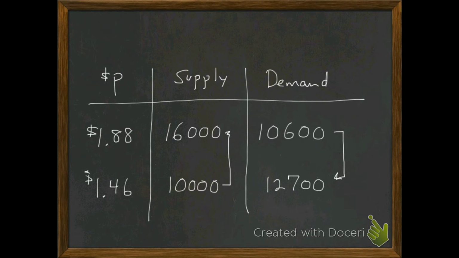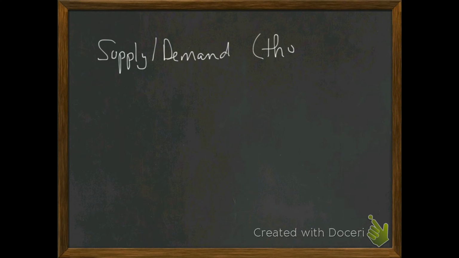Now, from this phenomenon, we're going to create ordered pairs. And what I want to do is let our supply and demand, as you see a lot in these types of problems, be in thousands.